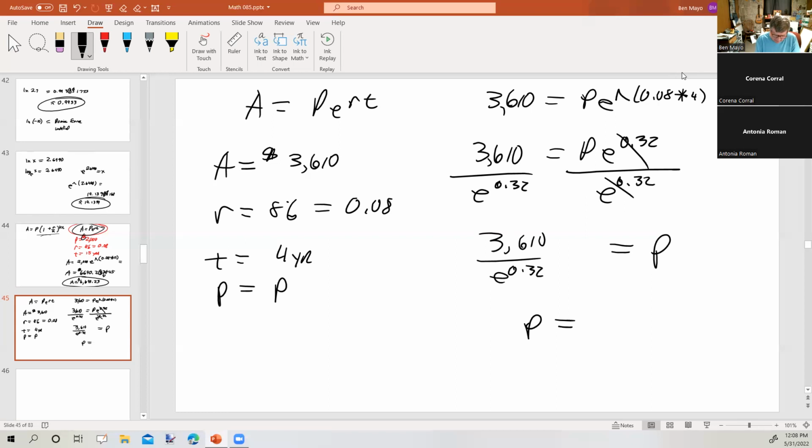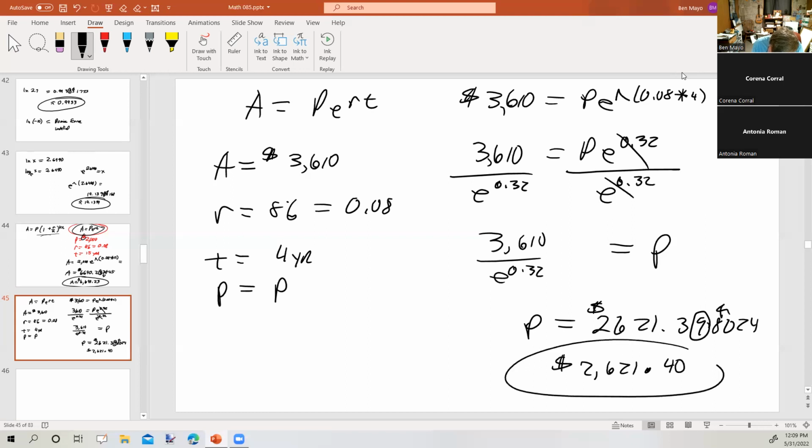So on my calculator, 3610 divided by second ln, which gives me E to the 0.32 power, close it up, and I get 2621.398024. This was money, so I'm going to round to the nearest cent. The 8 would round up, so $2,621.40.